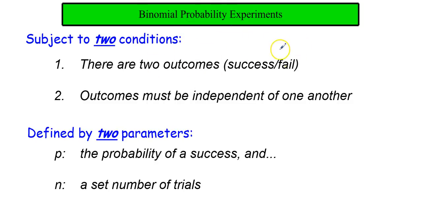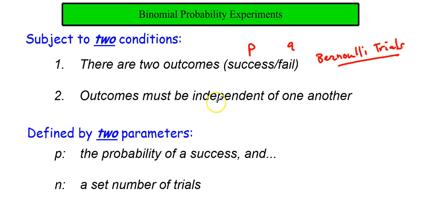Number one, there are two outcomes, success and fail. So there are only two different things that can happen. You either get what you're looking for, or you don't. We define the probability of a success as P, and the probability of a failure as Q. All right, so two outcomes only. There's a name for these, and it's called Bernoulli trials. Two outcomes and two outcomes only.